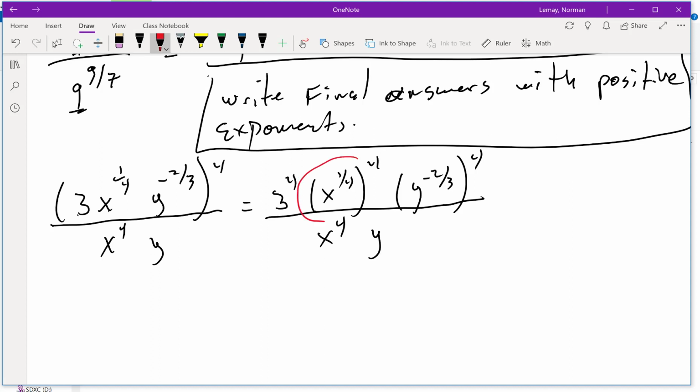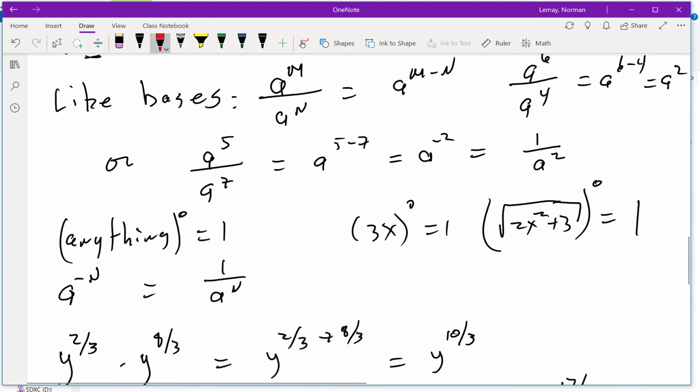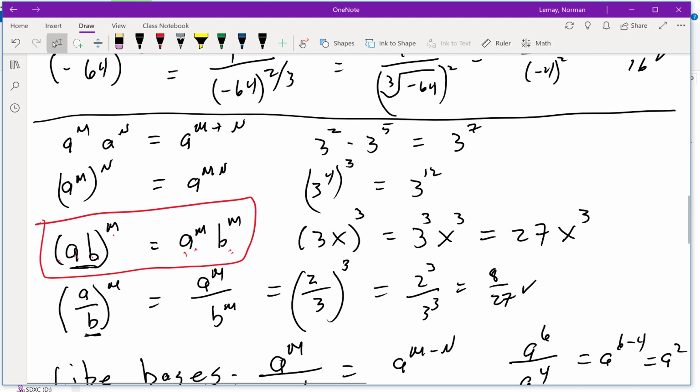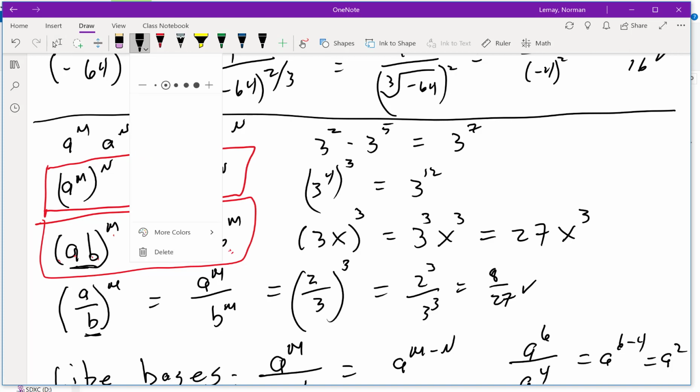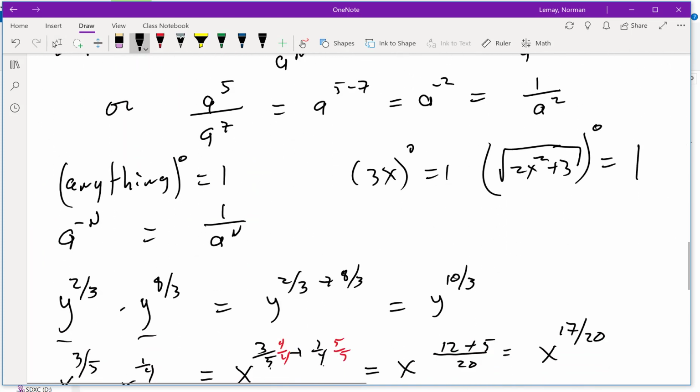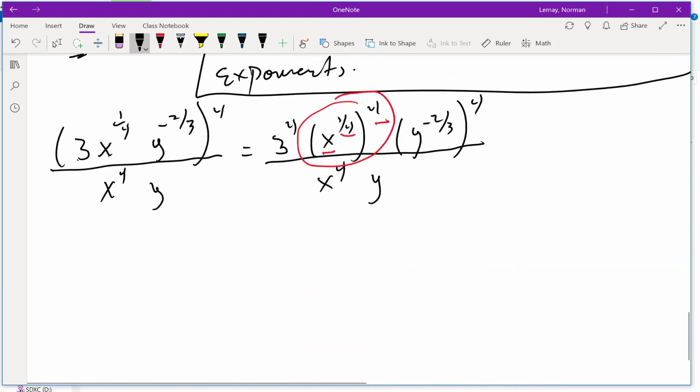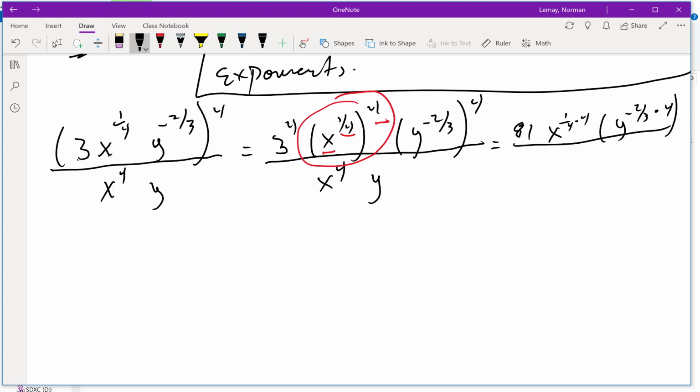So let's take a look at this right here. I have a base to an exponent to an exponent. So let's scroll back up here. Now we know that when we have a base to an exponent to an exponent, we multiply those exponents together. So scroll back down here. 3 to the 4th, there's nothing to do, so you can either keep that as 3 to the 4th or rewrite that as 81. So this is going to be x to the 1/4 times 4, and then we get y to the minus 2/3 times 4, divided by x to the 4th y.